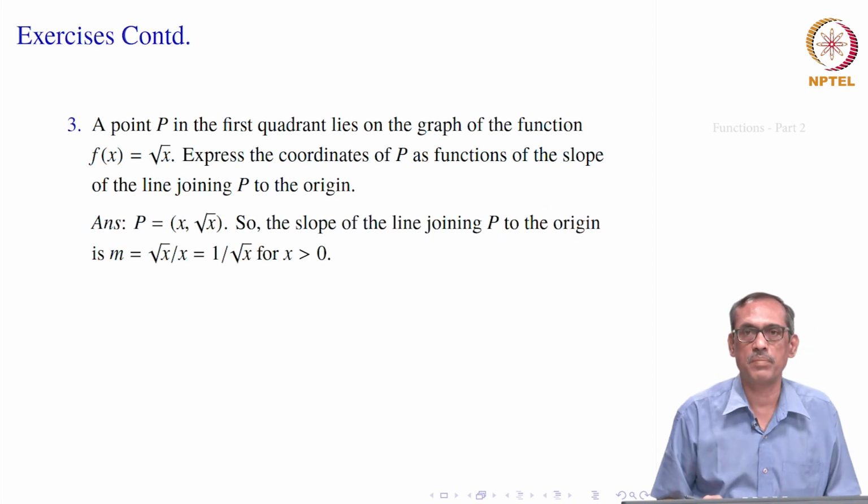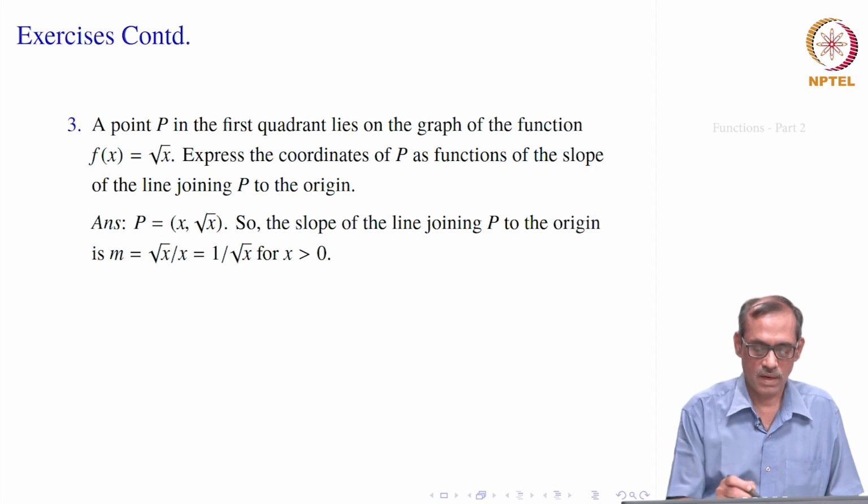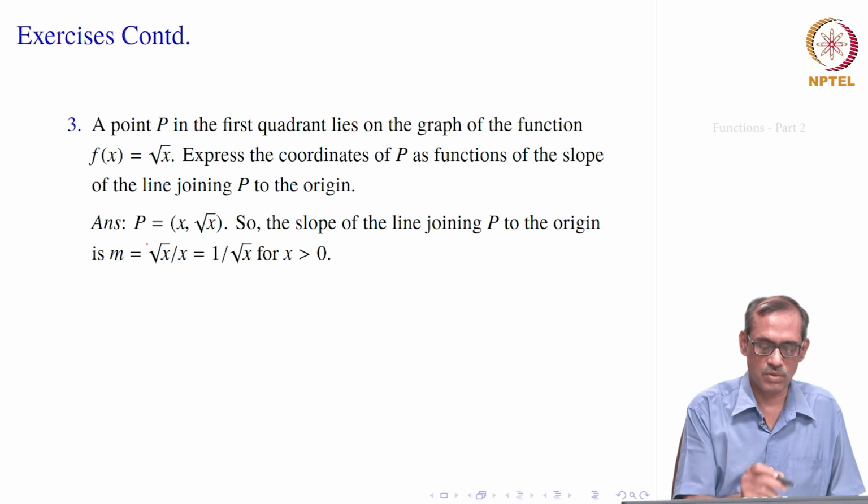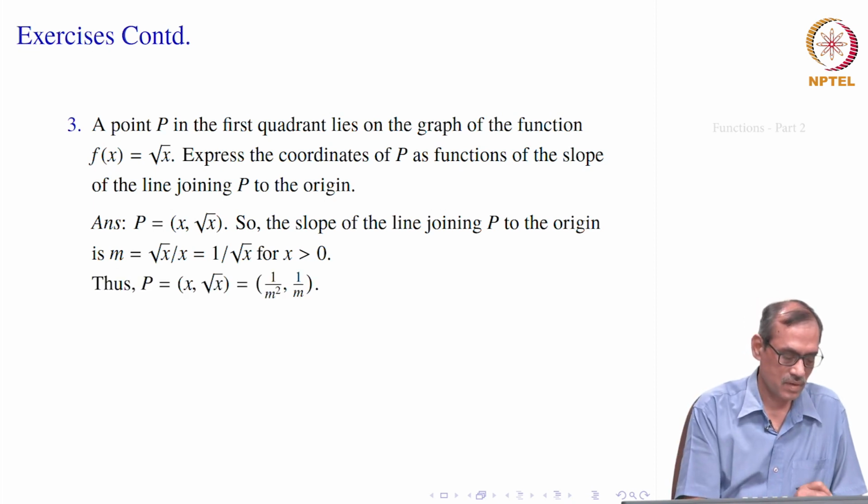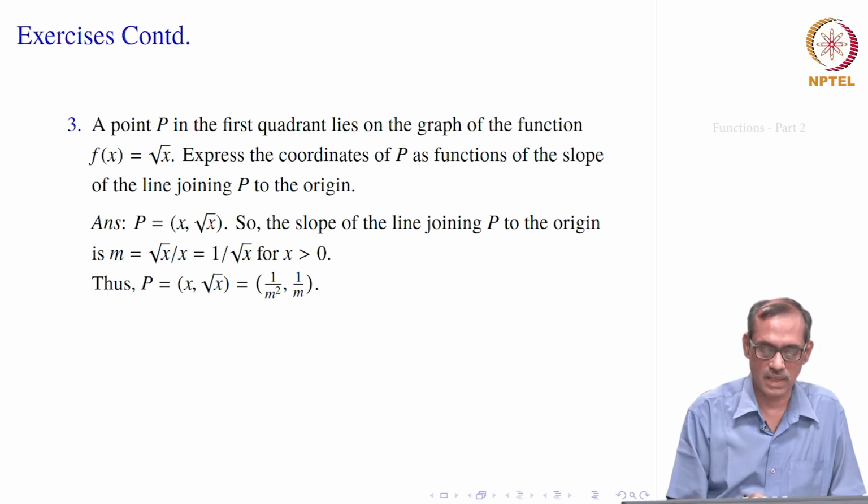Okay, so, let us say P is a point on the curve which looks like (x, root x). So, what is the slope of the line joining P to the origin? (y2 minus y1) divided by (x2 minus x1) gives you root x divided by x. So, that is 1 divided by root x, and x has to be greater than 0, because root x is there anyway, not the origin. Thus, P equal to (x, root x), which we can now write, because the slope m equals 1 by root x, as (1 divided by m square, 1 by m). So, that is the answer.